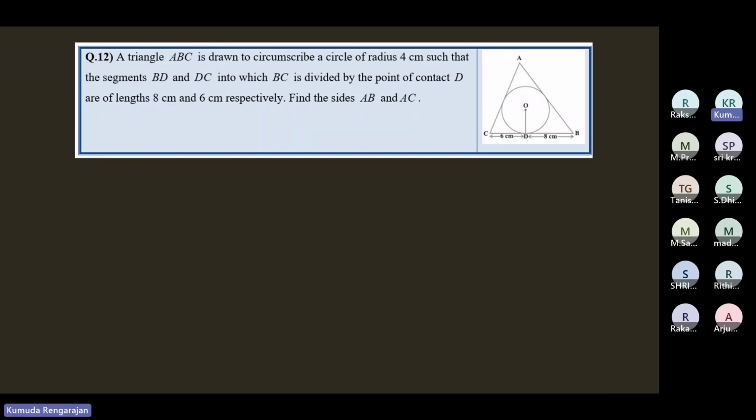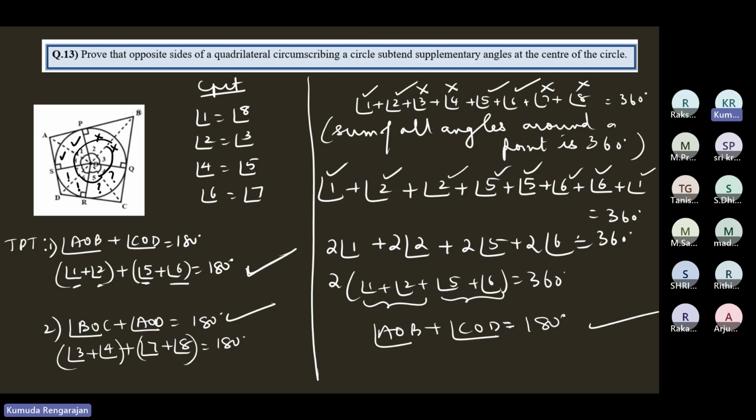Circumscribe meaning that is outside. So a triangle is drawn to circumscribe a circle of radius 4 centimeters. The radius of the circle is 4 centimeters, such that the segments. So now you can see that the sides of the triangle are tangential to the circle. Like here, the sides of the quadrilateral in question number 13, the sides of the quadrilateral ABCD are tangential to the circle. AB is a tangent at P, BC is a tangent at Q, CD is a tangent at R, and DA is a tangent at S.